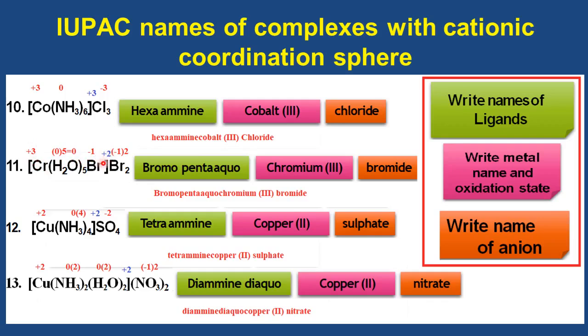Let us look at another example, which is tetraamine copper 2 sulfate. Now students, look at the charges. Sulfate carries a charge of -2. So the charge on the coordination sphere should be +2. How is it possible? If only copper is in +2 oxidation state, because amine is a neutral ligand. So students, over here you can see that the oxidation state of copper in this coordination complex is 2, and the name is tetraamine copper 2 sulfate. Sulfate is a simple ion and it is the anion of this coordination complex.